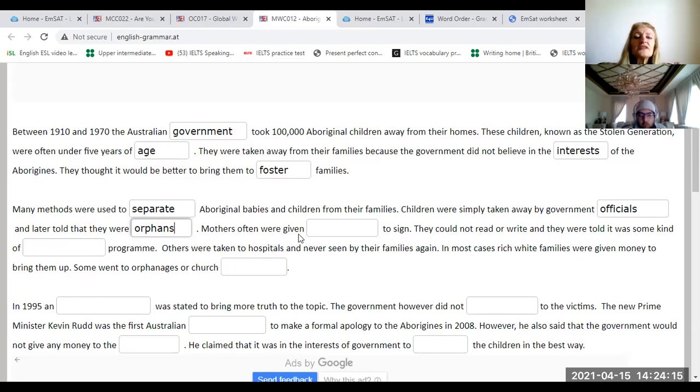Mothers often were given something to sign. Documents. To sign, and they could not read or write it. And they were told it was some kind of something program.